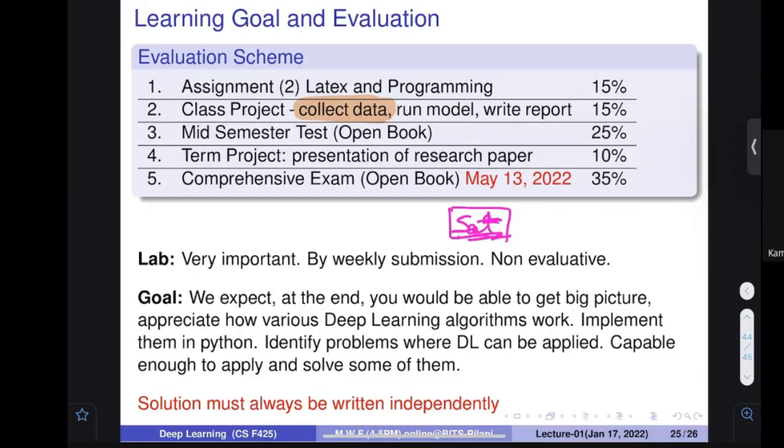Come up with some interesting problem for which you collect data by yourself, so that you get a full pipeline understanding of what people actually do when they solve these kinds of problems. So you have to collect the data, you have to curate it, and do some processing.